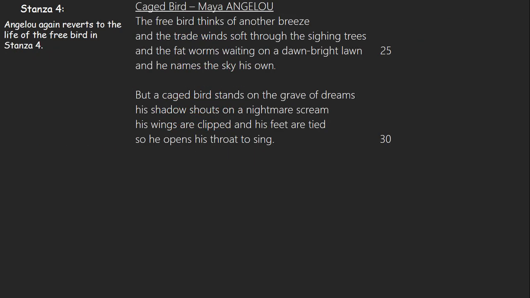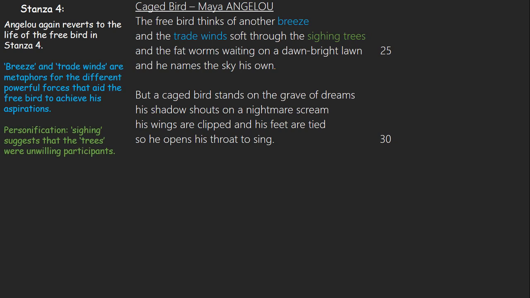to know his circumstance. In the fourth stanza, Angelou again shifts to the life of the free bird. She says that the free bird thinks of another breeze and the trade winds sough through the sign trees. In the first 2 lines, breeze and trade winds are metaphors for the different powerful forces that aid the free bird to achieve his aspirations. Breeze is when he needs some soft push, but trade winds is when he needs a powerful agent. So sometimes laws can be broken to aid him.